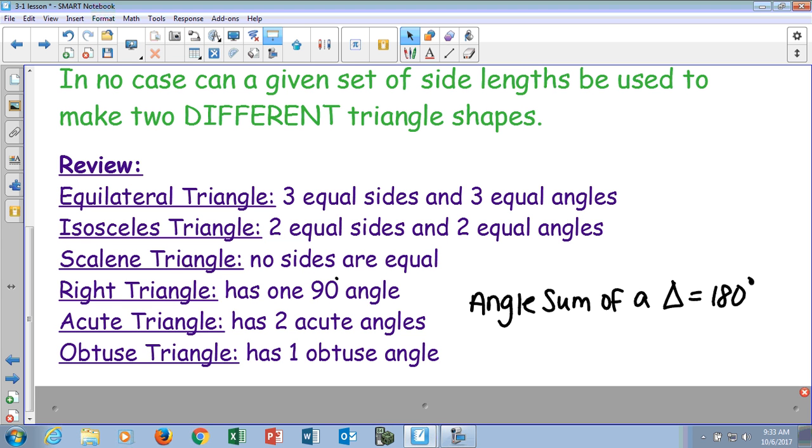Scalene triangle. No sides are equal. And if no sides are equal, what does that mean about the angles? They're not equal either. Okay? If you have a right triangle, that means one angle in a right triangle is 90 degrees. Doesn't matter what the other two angles are. If one angle is a right angle at 90 degrees, it is a right triangle.